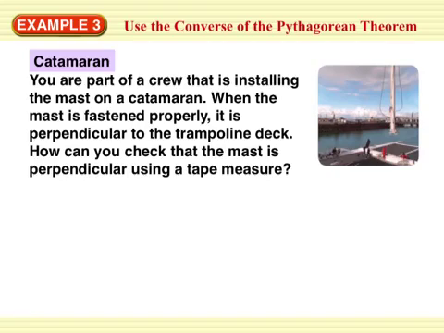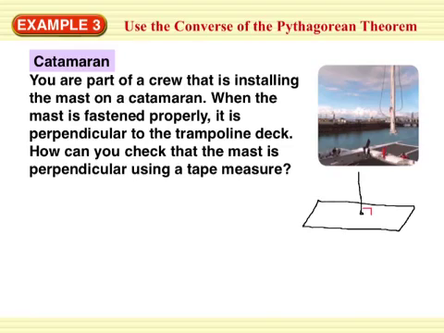Example 3, the converse of the Pythagorean theorem. You are part of a crew that is installing the mast on a catamaran. When the mast is fastened properly, it is perpendicular to the trampoline deck. So, catamaran, mast, when it's fastened properly, it's perpendicular to the deck. How can you check the mast is perpendicular using a tape measure?